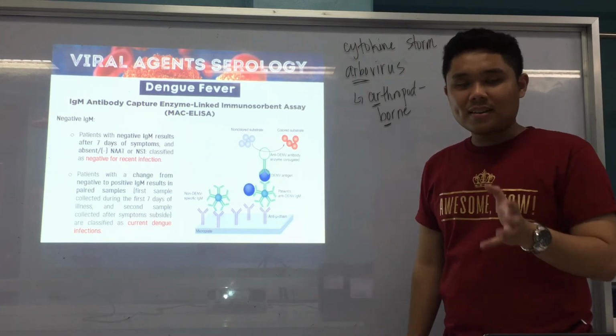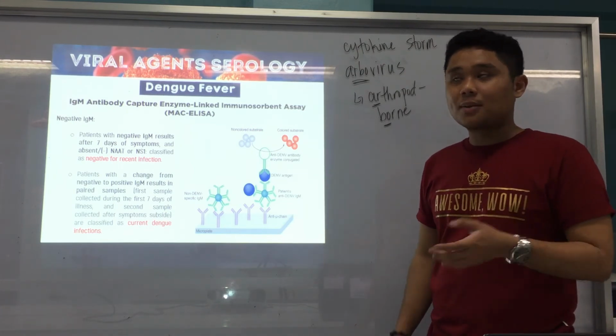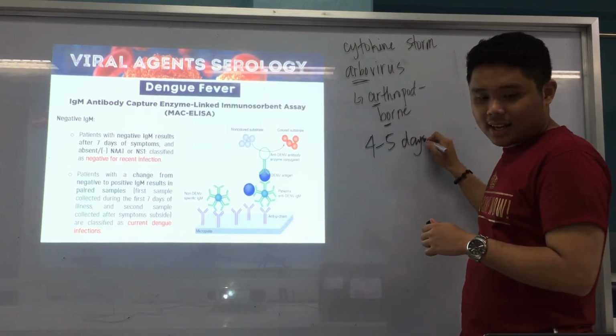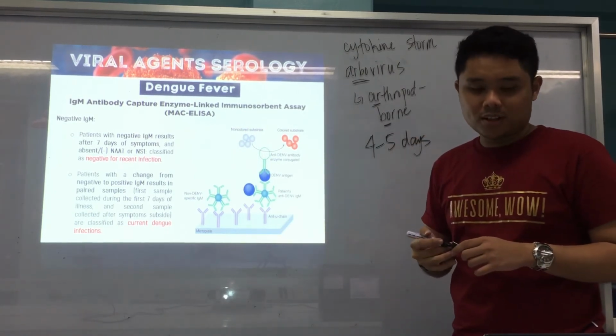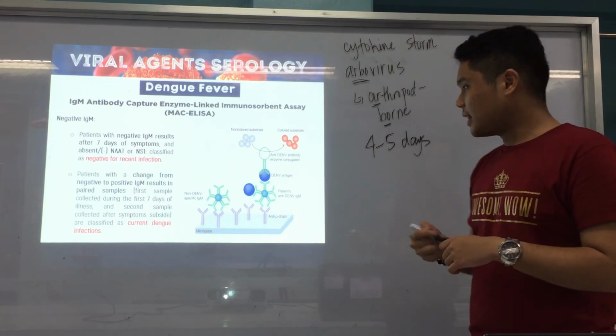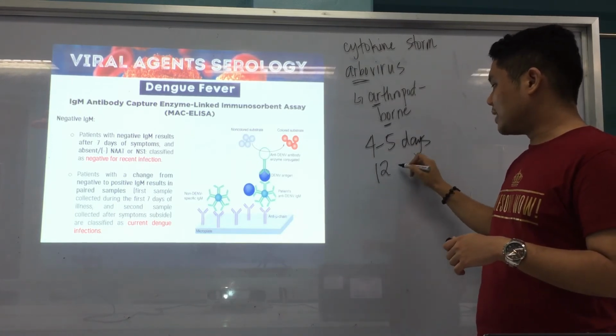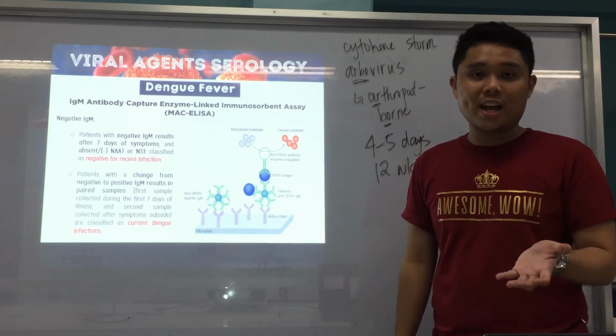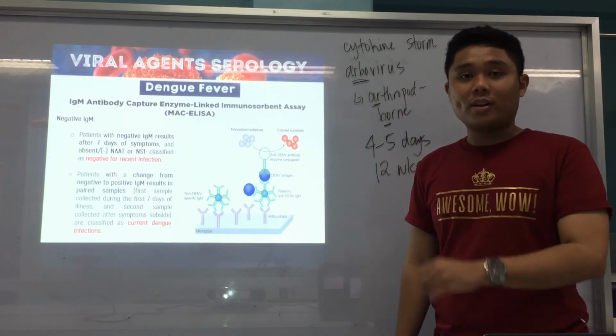Alright. And IgM antibodies for dengue usually are detectable 4 to 5 days after symptoms. Okay. And they are detectable until mga 12 weeks. Okay. So 4 to 5 days after symptoms, ma-detect ang IgM and can be detected until 12 weeks.